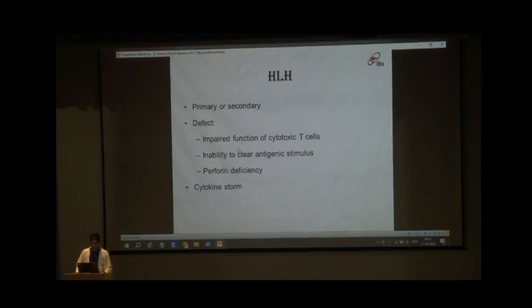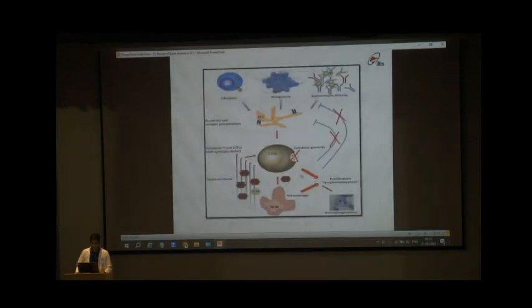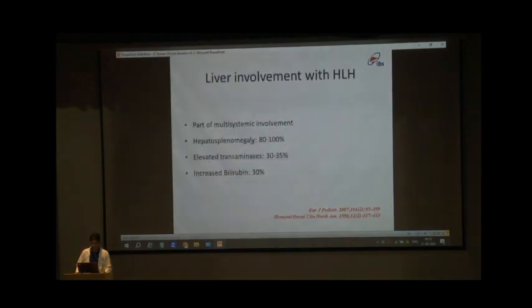This is perforin deficiency, primary or secondary, leading to impaired function of the cytotoxic T cells. Impaired function of the cytotoxic T cells leads to increased cytokine storm, leading to conversion of the macrophage to the lymphohistiocytes and increased lymphohistiocytosis. The liver involvement with HLH is predominantly part of the multisystemic involvement, and hepatosplenomegaly can be found in around 80 to 100% of the patients with HLH.